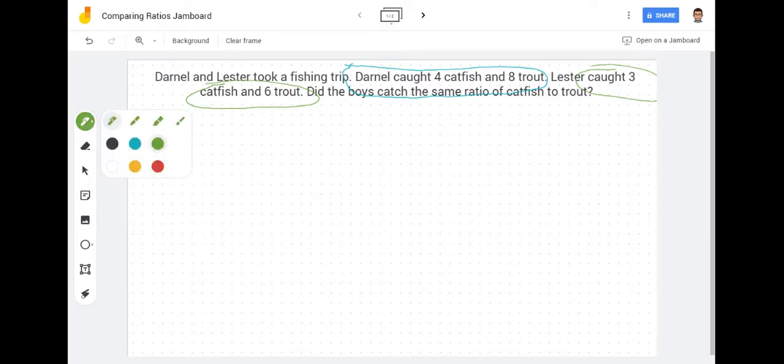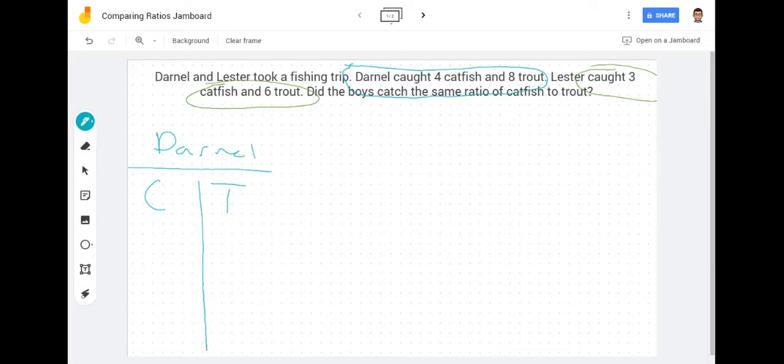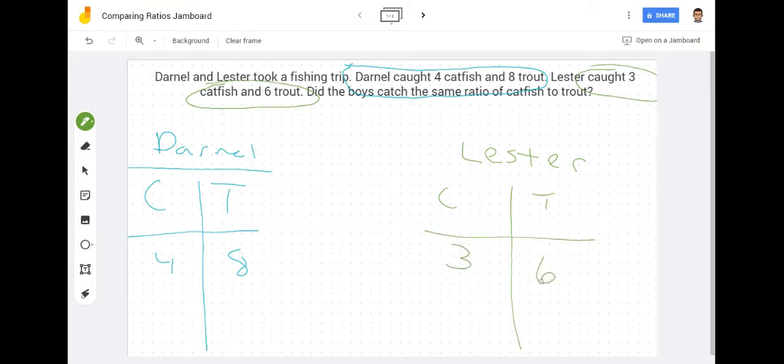So I like to go ahead and make a table because to me that's how I can keep things organized. So I'm going to make a table here called Darnell. And I'm going to put C for catfish and T for trout. And I know that he's got 4 catfish and he's got 8 trout. And then I'm going to make a table for Lester. Same thing, C for catfish, T for trout. And Lester caught 3 catfish and 6 trout.